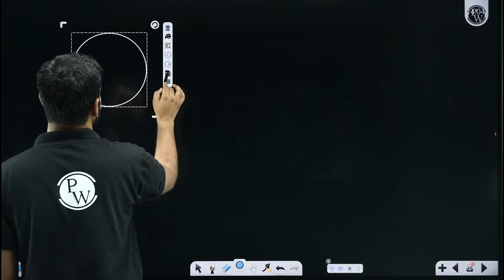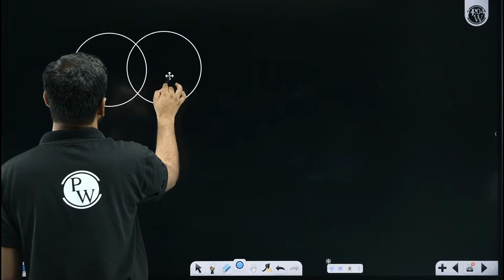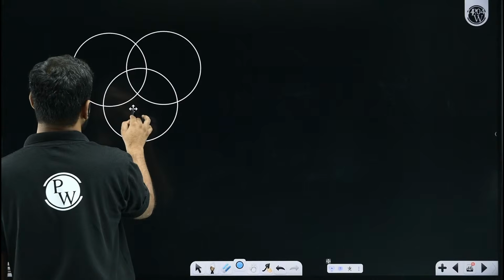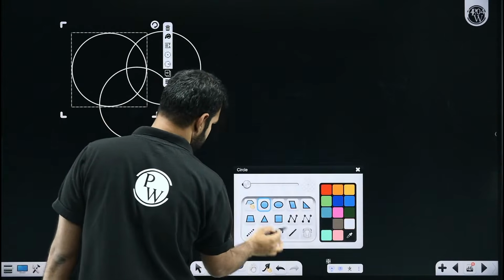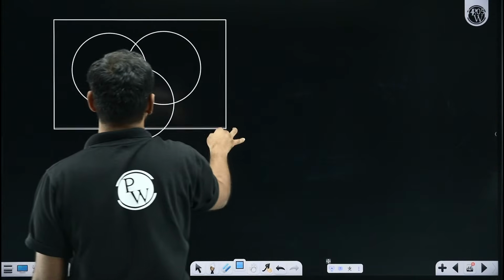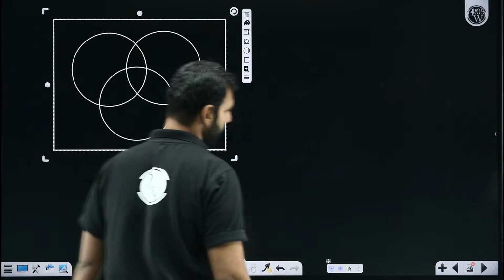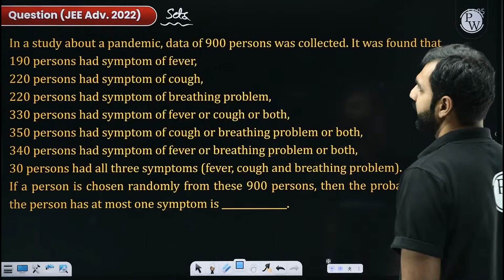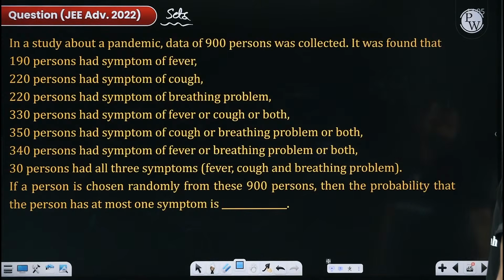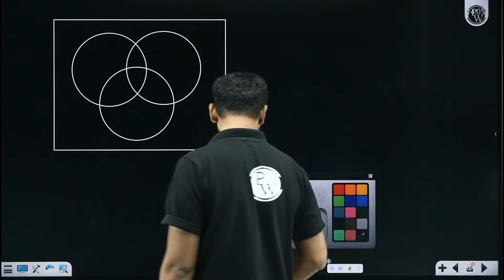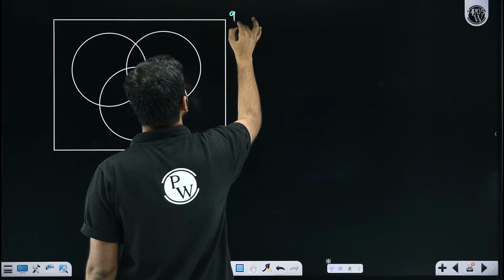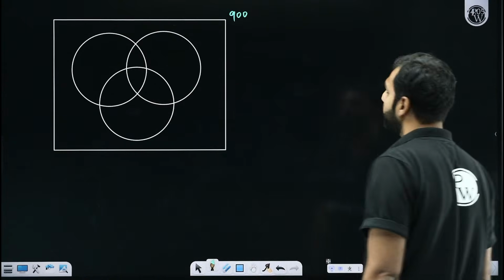So first set, then you have second set, and there you have the third set, right? And of course, there is a universal set. So let's say this is that universal set. Everyone getting this comfortably? Now let's start building the data. In a study about a pandemic on 900 people, so total there are how many people? There are total 900 people here. Everybody getting this? All the participants.